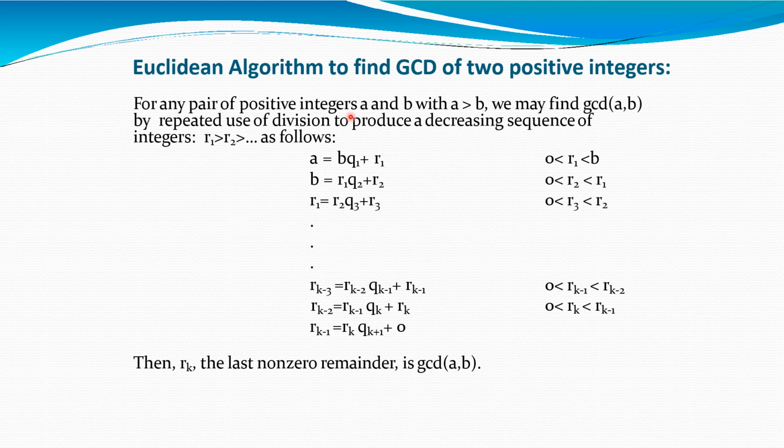For example, if I consider a is 10 and b is 5, then here in the first step itself I will get 10 equals 5 into 2 plus 0. So I am getting r1 equal to 0 itself. So it is not necessary to do it further. Directly, as 5 divides 10, we can say that 5 is the GCD of those two numbers.